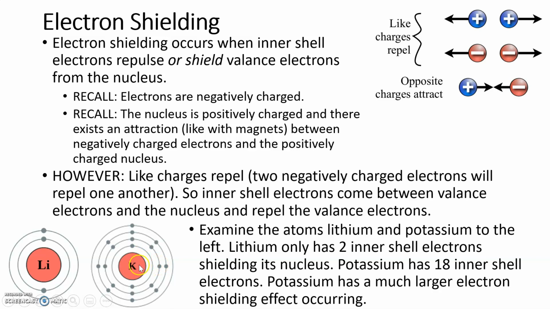On the other hand, here's potassium. Look at all these inner shell electrons. Here's our 1 valence electron. And look, it's blocked from the nucleus by 1, 2, 3, 4, 5, 6, a lot of electrons. Look at all that shielding. All these electrons are blocking or shielding this outer valence electron from the nucleus. So that electron's connection to the positive charge is not going to be very strong.